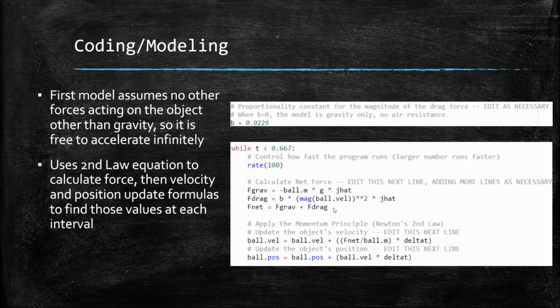The second model includes the drag force, which counteracts gravity. Here you can see that it calculates the drag force, which is b, the value of which I found by using some trial and error to make the model look close to my actual data. So it's b times the magnitude of the ball's velocity squared times j hat again, which just gives it a direction. And then it calculates the net force by adding the forces of gravity and drag. And then again, it uses the net force in the position and velocity update formulas to find the values at each interval.